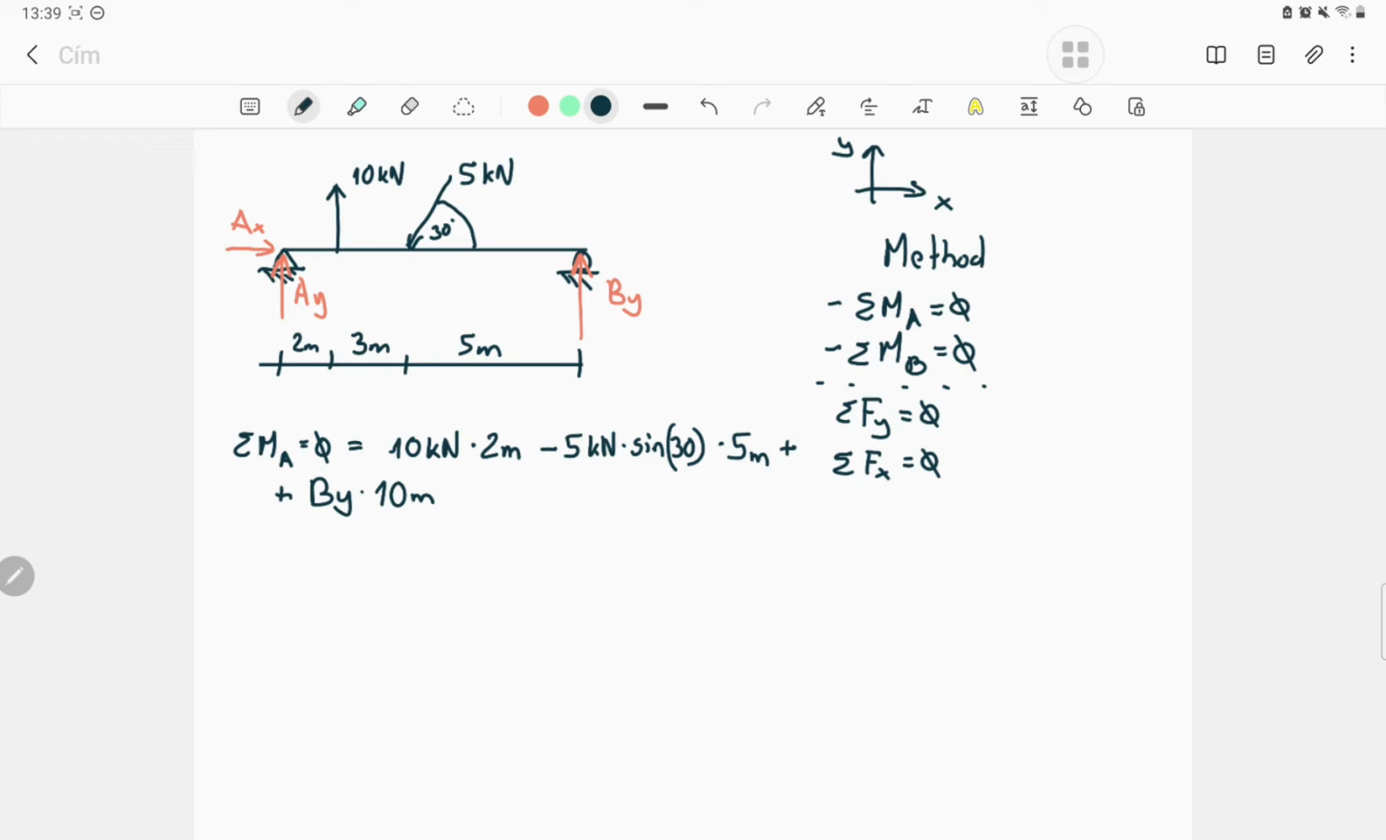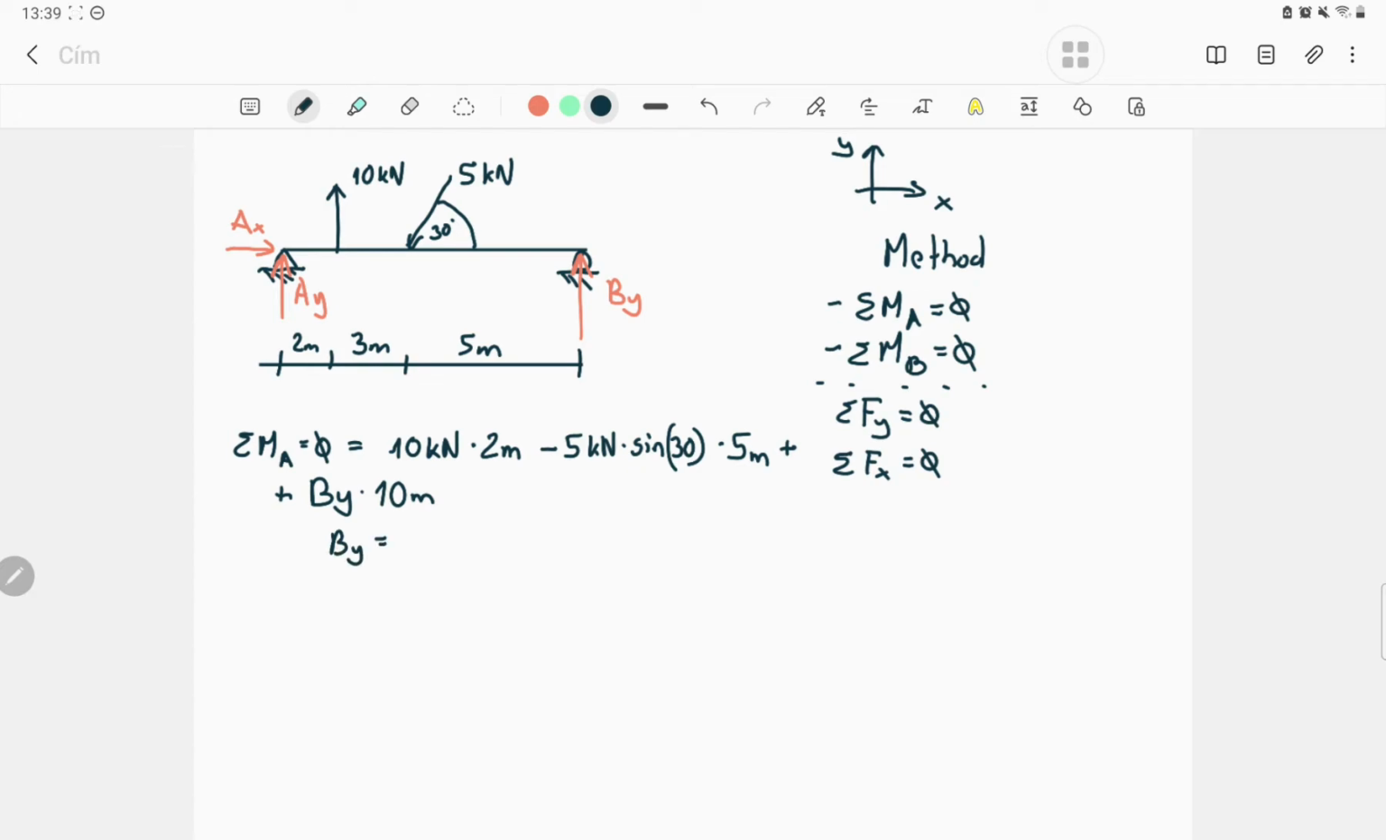And if we solve this, first we will see the number, of course, the magnitude of this force. And the second thing we will check is whether the result is a positive or negative number. If it's positive, that means the B_y direction was good. If the number is negative, that means the original B_y direction, what we drew before, is wrong.